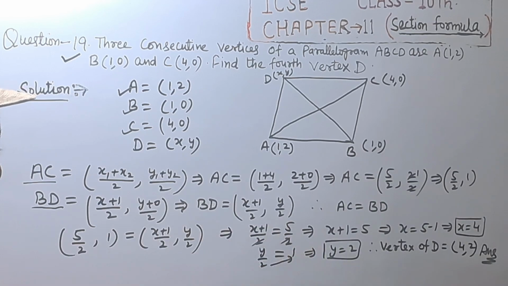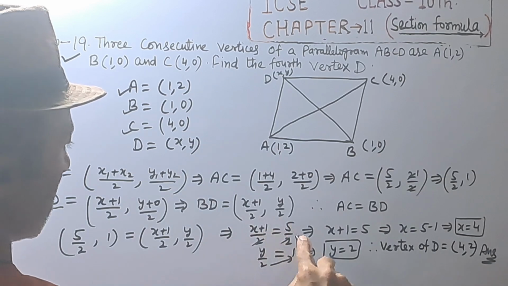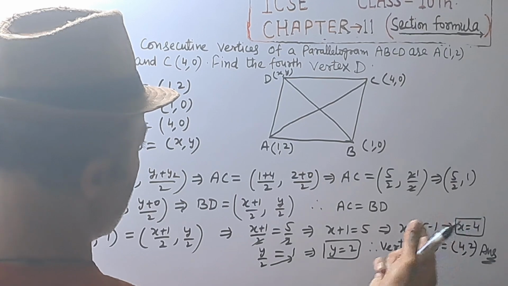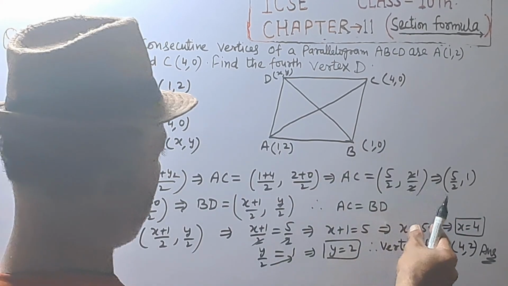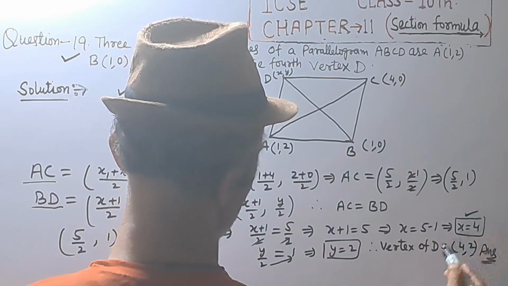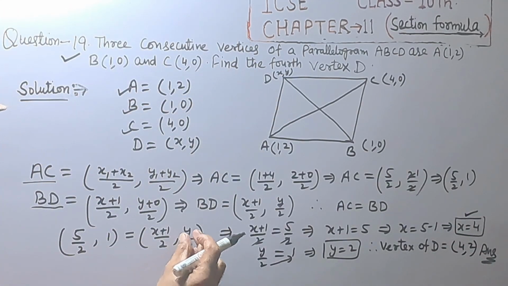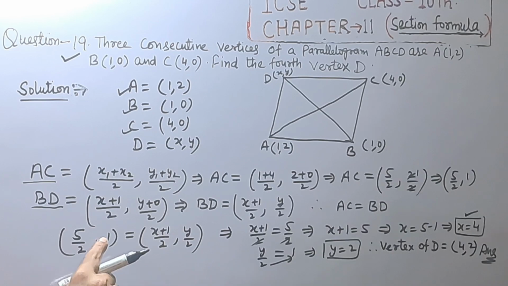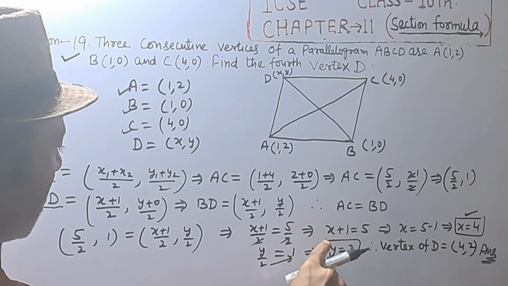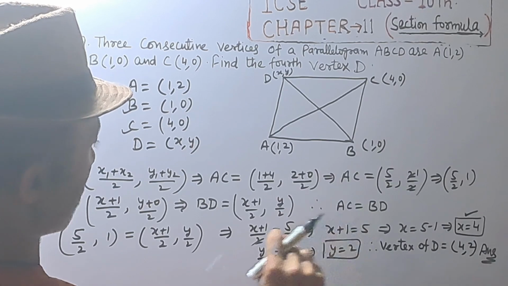First point we are comparing, (x plus 1) upon 2 is equal to 5 upon 2, 2 is cancelled, and x plus 1 is equal to 5, shifting 1 to the right side, 1 will be negative, and 5 minus 1 is equal to 4. We get the value of x is equal to 4. And second point, that is y upon 2 is equal to 1. Multiplying by 2, 2 ones are 2, and we get the value of y is equal to 2.